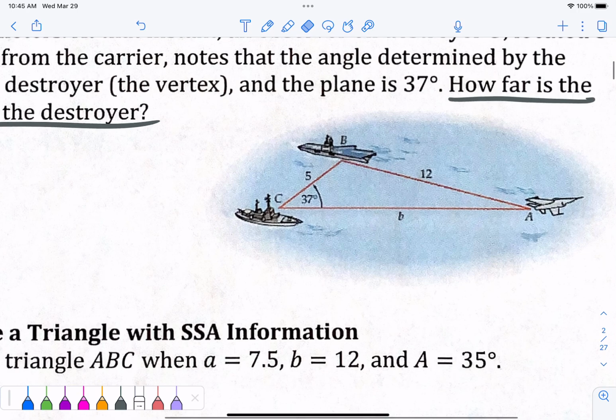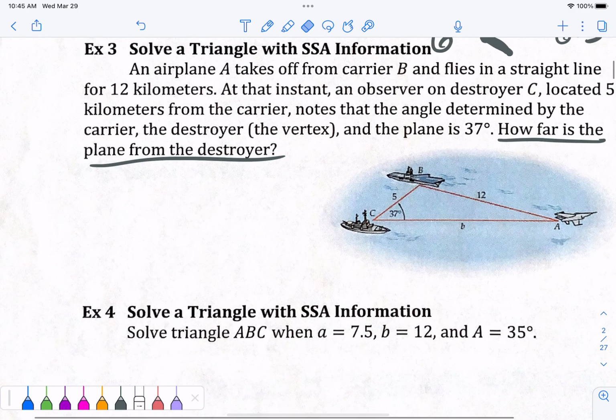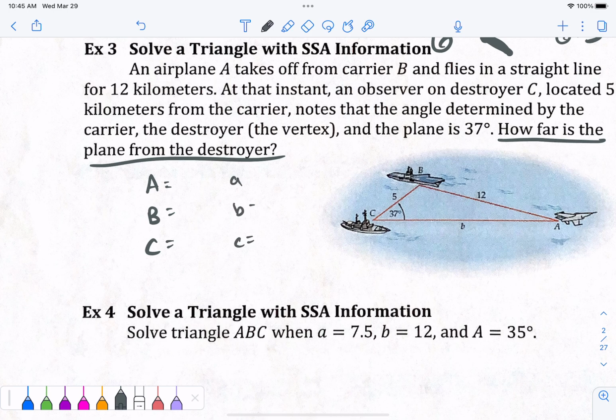All right, I'm just going to map out what A, B, and C are. I'm just going to list them out. A, B, C, and then little a, little b, little c. And we can see what we have, what we need. We don't have to solve for all of the remaining things, but we might have to solve for something before we find little b, okay?